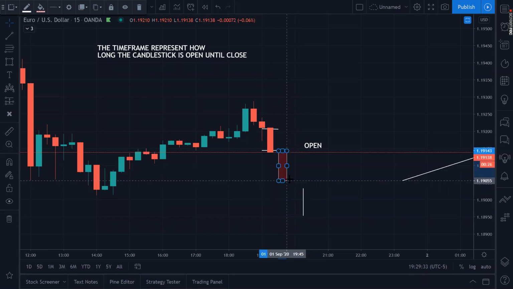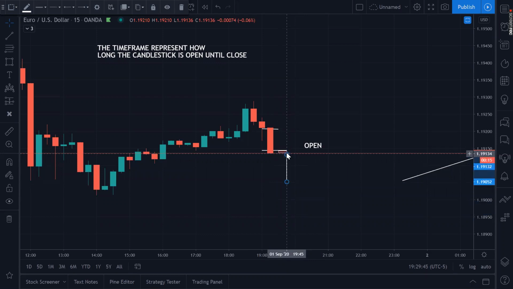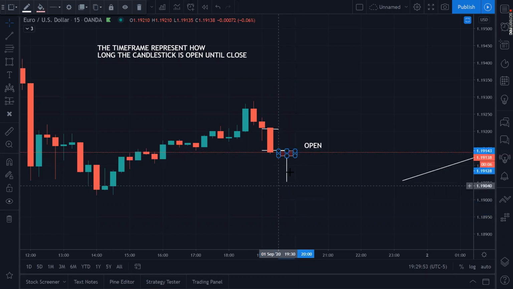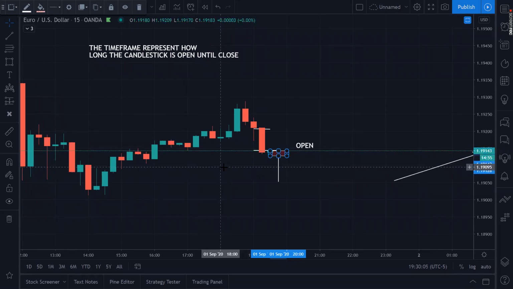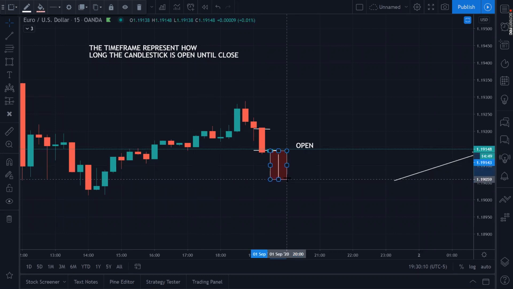stops, and then starts shooting up. Well, it's going to leave a wick. Remember that wick that I was talking about? There we go. It's going to leave a wick. These wicks tell you where price was before the candle closed, right? Before the candle closed. So if this price came all the way down, then it came all the way back up.